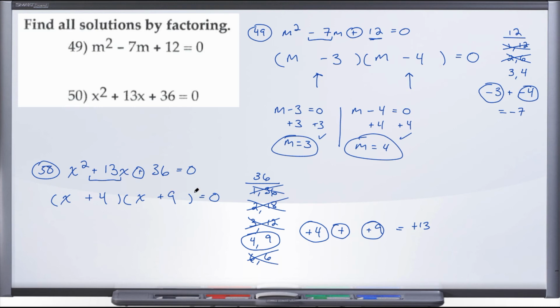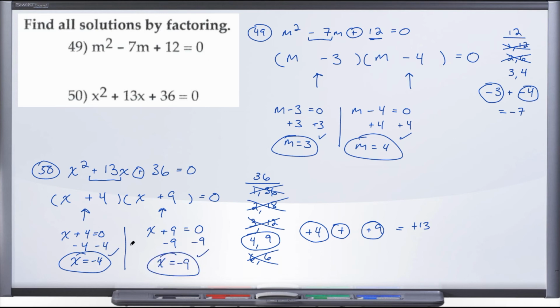And now that we've factored our trinomial and it's set equal to 0, let's independently set each factor to 0. So x plus 4 equals 0. x plus 9 equals 0. And now we'll subtract 4 from both sides. We get x equals negative 4. We'll subtract 9 from both sides, and we get x equals negative 9. All right, and there you have it.